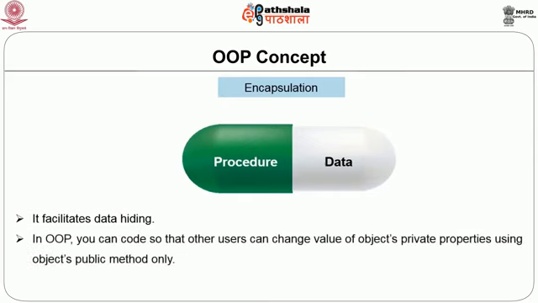In terms of object oriented programming, for example, if you would like to change an object's property, you can change it only through the object's public method, otherwise you cannot change it. That is why it provides encapsulation.